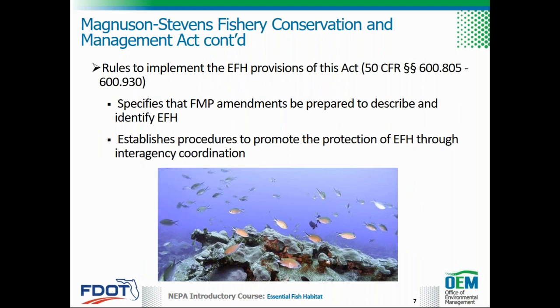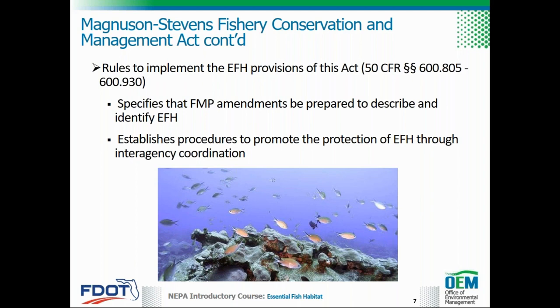Chapter 50 of the Code of Federal Regulations, or CFR, sections 600.805 through 600.930 outline rules to implement the EFH provisions of the Magnuson-Stevens Act. This chapter specifies that fishery management plan amendments be prepared to describe and identify essential fish habitat.